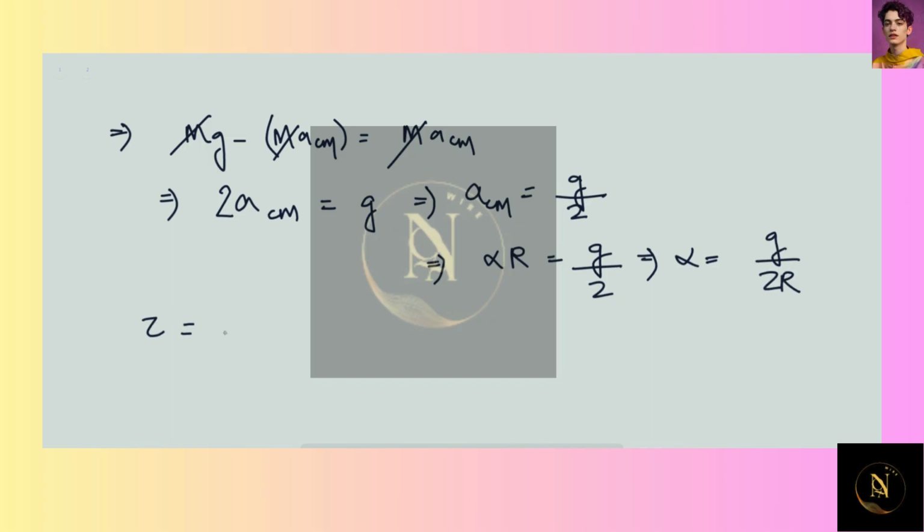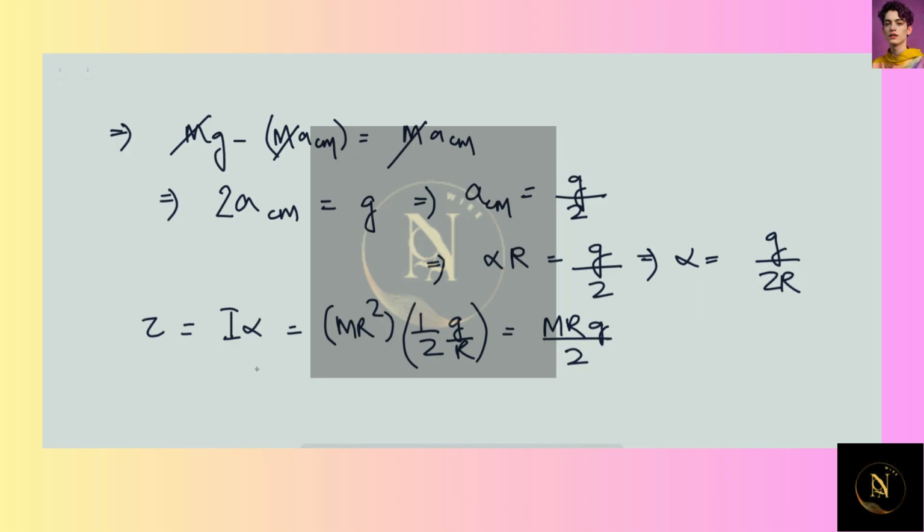Therefore the net torque, which is given by I times alpha, will be equal to mR squared, which is the moment of inertia of the hoop, times half g over R, which is the angular acceleration that we derived here. So this is equal to mRg over 2.